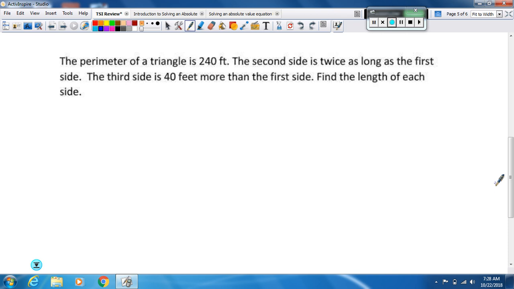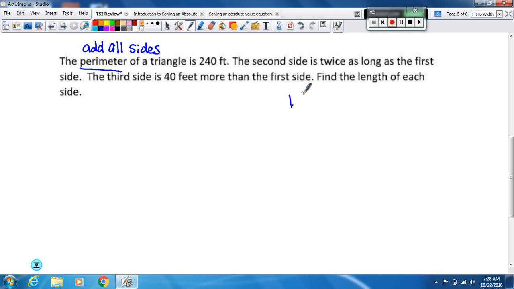The perimeter of a triangle, perimeter means add all the sides. So the perimeter of a triangle is 240 feet. The second side is twice as long as the first side. The third side is 40 feet more than the first side. Find the length of each side.